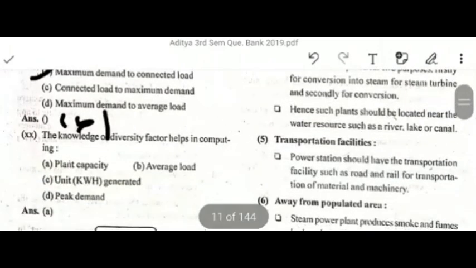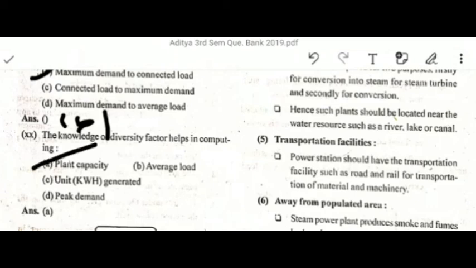Now in the 20th question: the knowledge of diversity factor helps in computing plant capacity, how much capacity the power plant has to work, or how much efficiency. So here the 20 questions on power generation are completed.